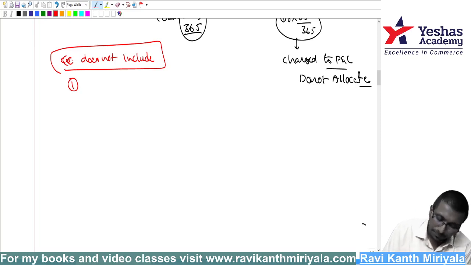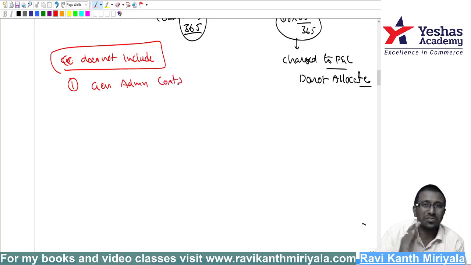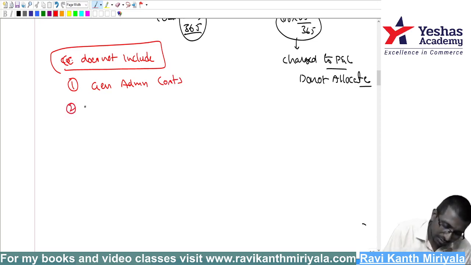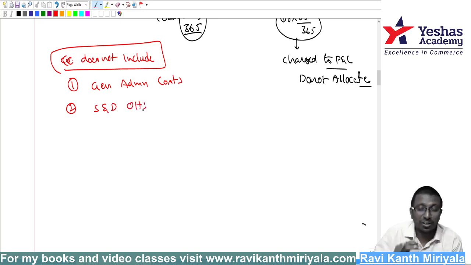First, it does not include general administration cost. General administration cost is never part of any specific project. It is the cost of the company, not specific to any project. At the same time, selling and distribution overhead. Selling and distribution is after construction of the project, not before. That's why this cost is not allocable for making the asset ready.